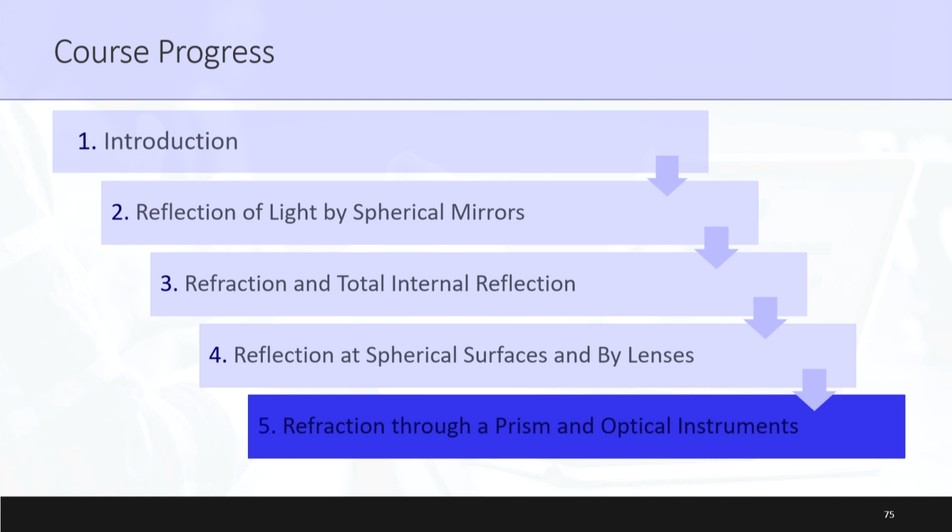Fine. So hence that is the complete end of your complete ray optics and optical instruments. So course progress is also done. Introduction has been explained, reflection of light by spherical mirrors has been explained, refraction and total internal reflection has been explained, refraction at spherical surfaces and by lenses has been explained, and finally refraction through a prism and optical instruments. So basically what were the two optical instruments which are needed? One was the microscope and another was the telescope.